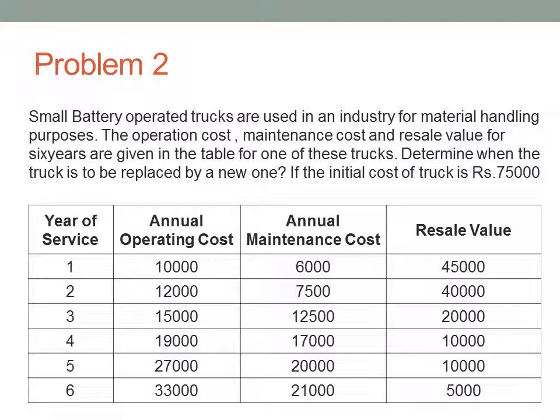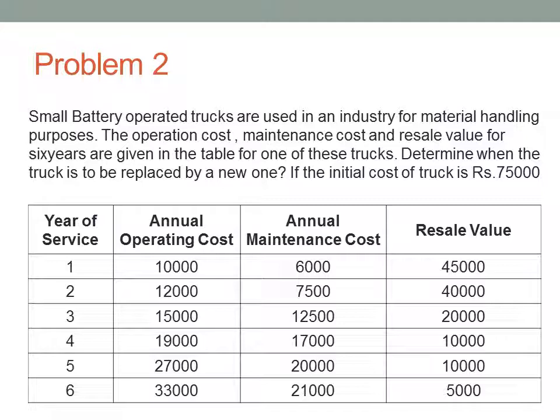So if you see here, the initial cost of the truck is 75,000, that is nothing but C, the initial cost they have given. In the previous problem, there was only one maintenance cost given in f of t. But here you have annual operating cost and annual maintenance cost. So we need to add both this operating cost and maintenance cost and put it together under the column f of t. That is the difference between the earlier problem and this problem.